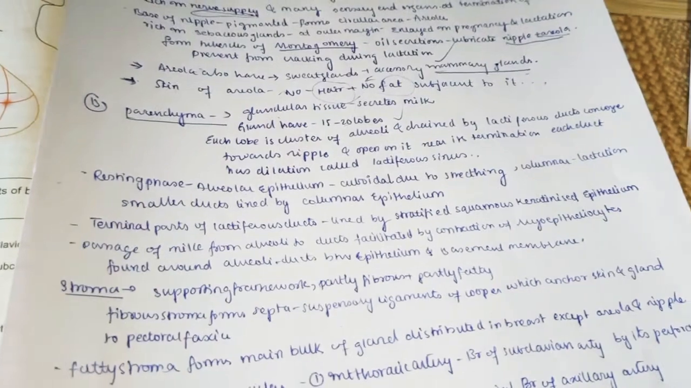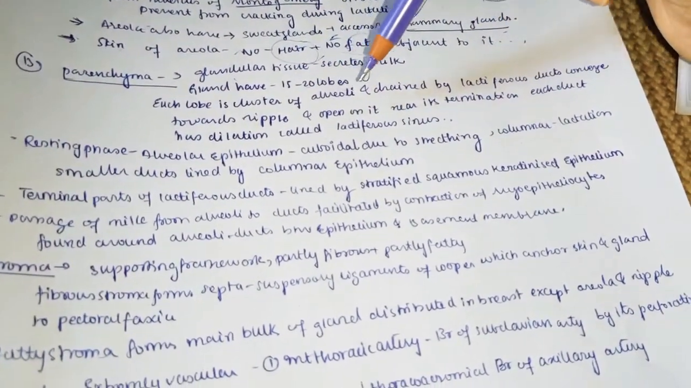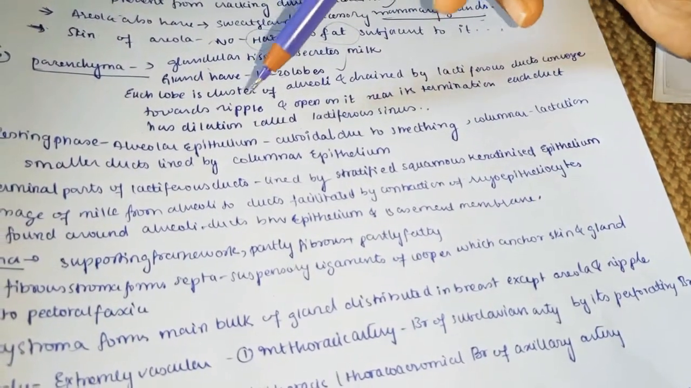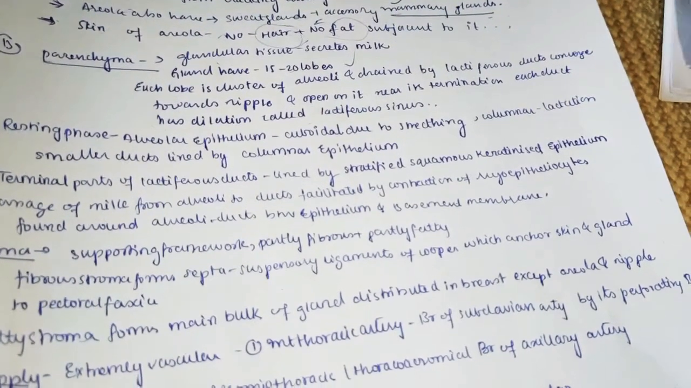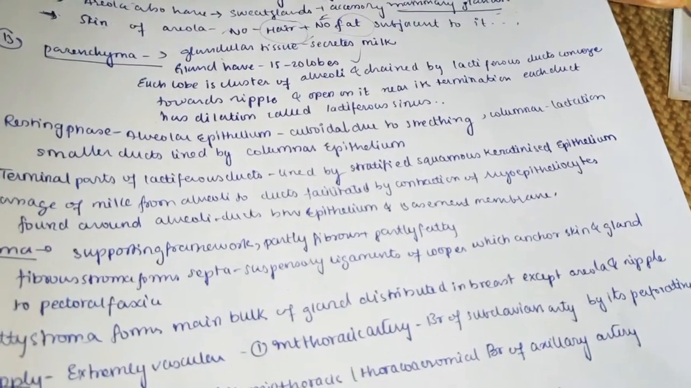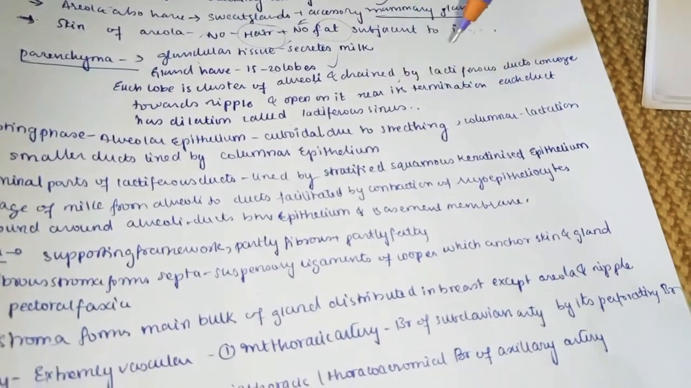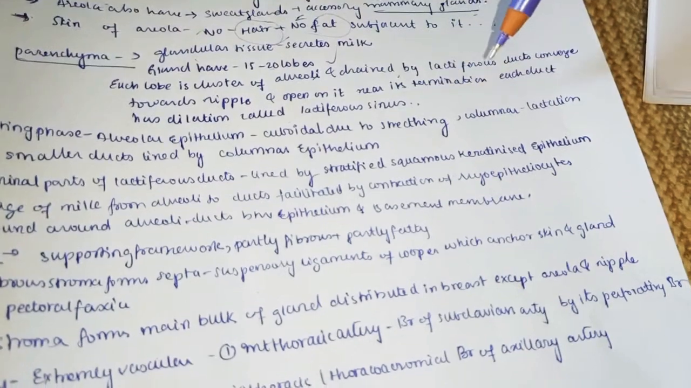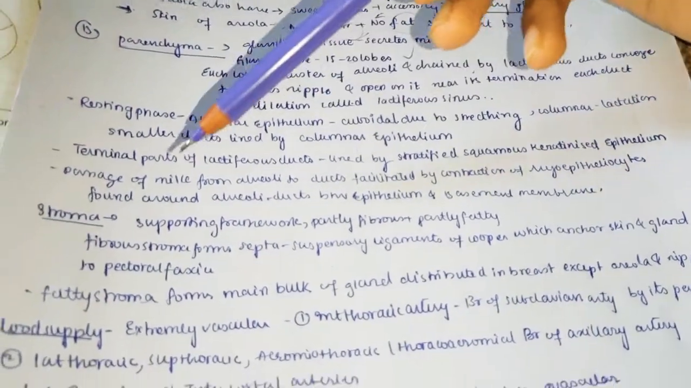Each lobe is a cluster of alveoli drained by lactiferous ducts that converge towards the nipple and open on it near its termination. At the site of termination, each duct has a dilation called the lactiferous sinus, especially at the site of opening. So again, each lobe is a cluster of alveoli drained by lactiferous ducts that converge towards the nipple and open on it near its termination, and each duct has a dilation called the lactiferous sinus. Now let us see the resting phase.